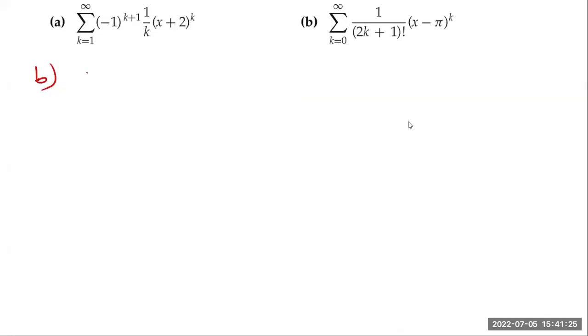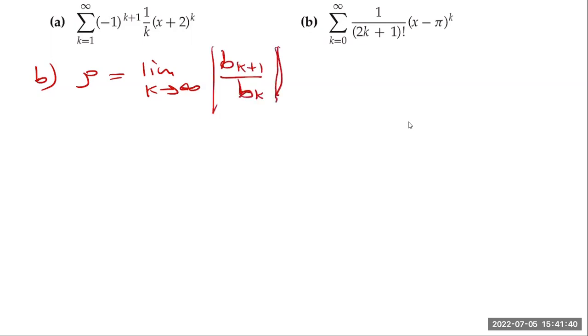Okay, I'm going to compute rho again. Rho is defined to be the limit as k approaches infinity of the absolute value of b_{k+1} over b_k, of course. We need to compute this limit. Notice that here b_k is this whole thing. This is your b_k. Then b_{k+1} will be, let me write b_{k+1} here.